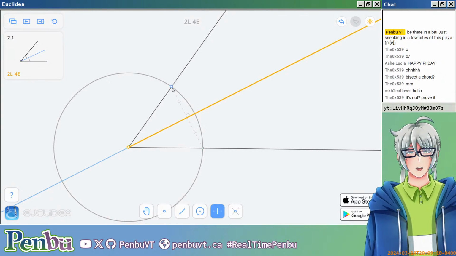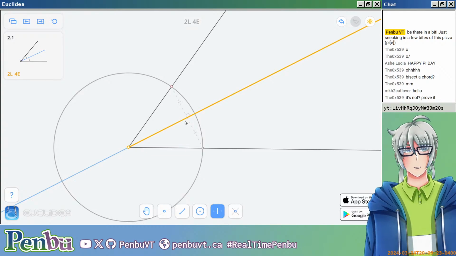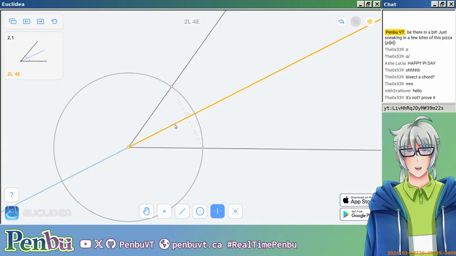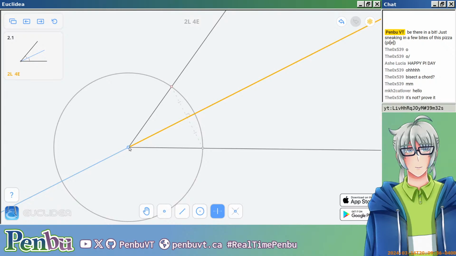So this and this are going to be at the same length away from the intersection points. And then if we bisect this line segment here, imaginary line segment, and we get it perpendicular, that means we're splitting up this imaginary isosceles triangle. Okay.